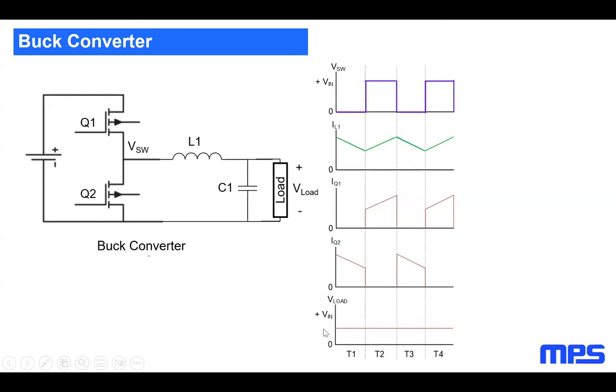Great. Let's see. How would you measure voltage ringing on a SW pin of a sync buck converter that converts HV 400 volts down to 48 volts? What kind of probe would you use?